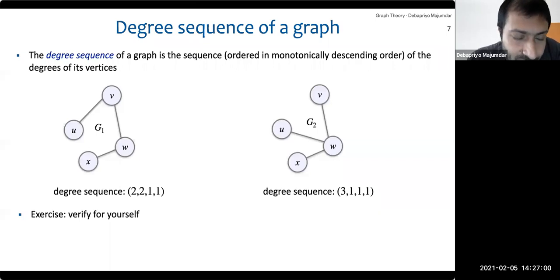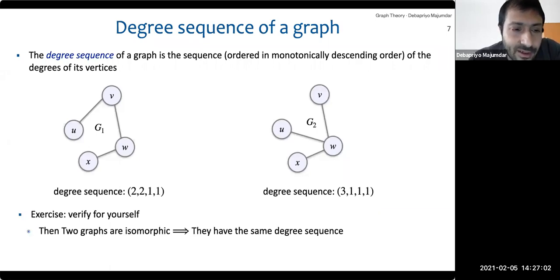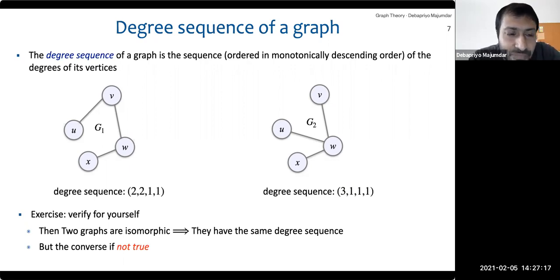So verify for yourself that when two graphs are isomorphic, then they must have the same degree sequence. That intuitively looks very easy, but still verify for yourself with a formal proof. But the other one is more interesting. The converse is not true. If two graphs have the same degree sequence, it does not necessarily mean that the two graphs are isomorphic.